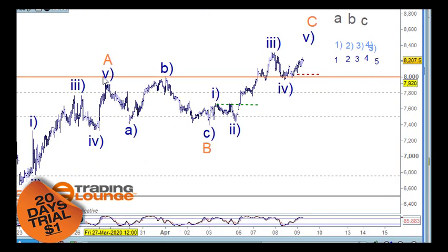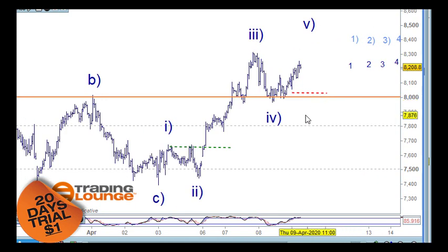So the A, B, and C for the B wave, 1 and 2 here, 3 here, 4 here, and you can see how, sorry about all this working stuff here, but you can see how low we are here for this so far. So we're not there yet either for this. So I think this has got more to push up here as well, just to make that high up here.